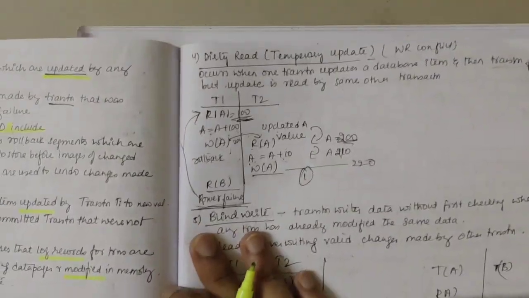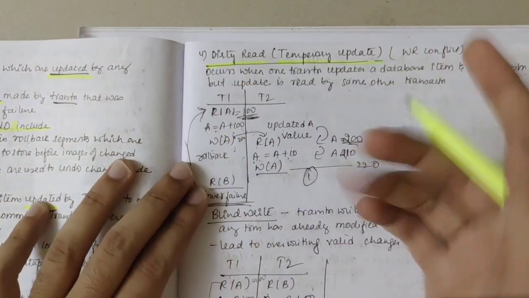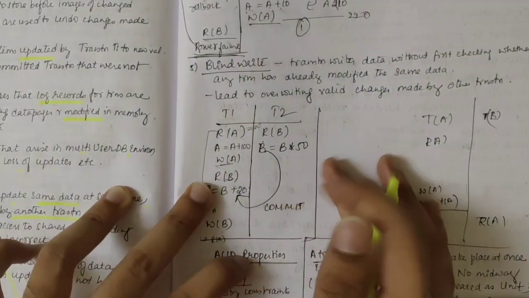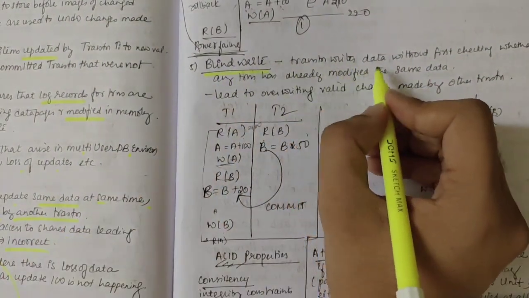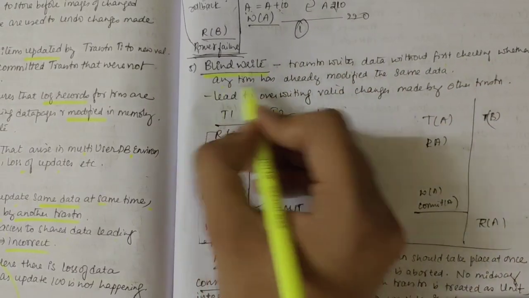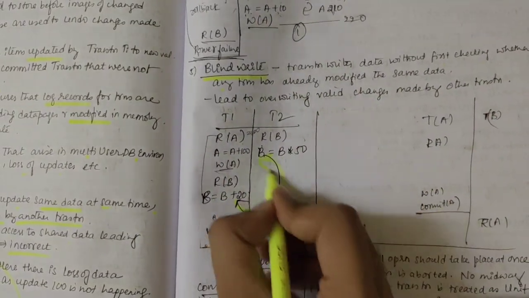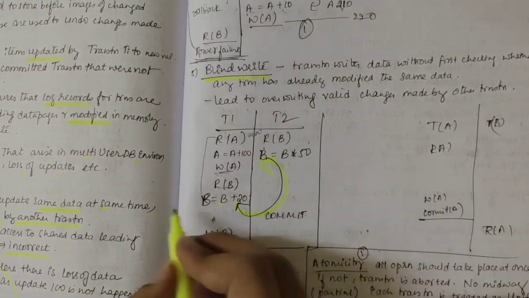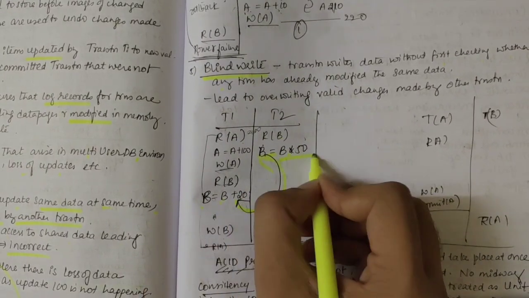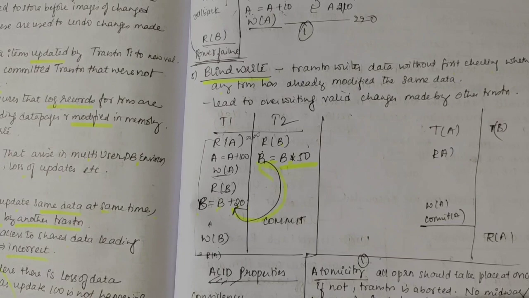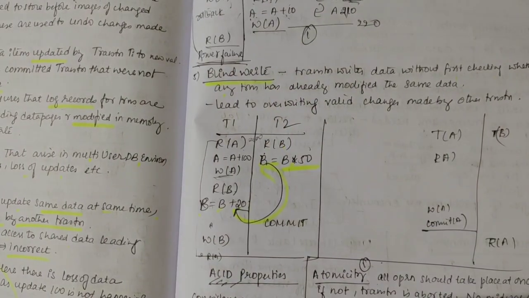Next we have dirty read. I have explained this also. Then we have blind write. A blind write is when a transaction writes data without first checking whether any transaction has already modified the same data or not. So B has written back B plus 20 here, but then here B is equal to B star 50. The value of B has changed. That's what blind write refers to.